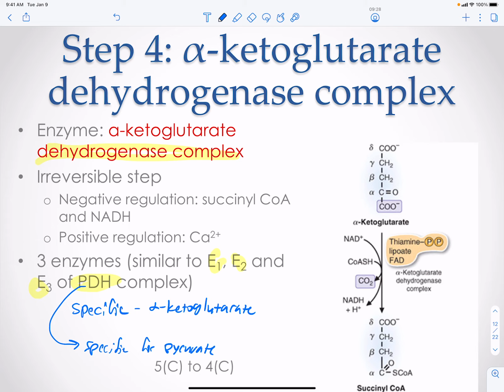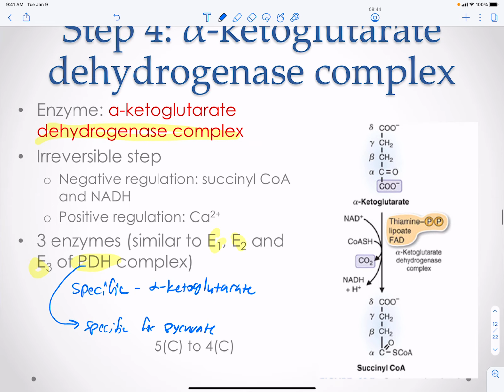So that means that enzyme 1 is the specificity, so enzyme 1 of pyruvate dehydrogenase will bind pyruvate. The enzyme 1 of your alpha-ketoglutarate dehydrogenase complex binds to alpha-ketoglutarate. But apart from that, they're pretty much the same. So here we have our alpha-ketoglutarate. We have our alpha-ketoglutarate complex. You can see here that we're going to have lipoate, FAD, coenzyme A, NAD is going to be involved in there. And all of this is going to generate succinyl CoA. So again, we're bringing in another coenzyme A, and this will generate a succinyl CoA.